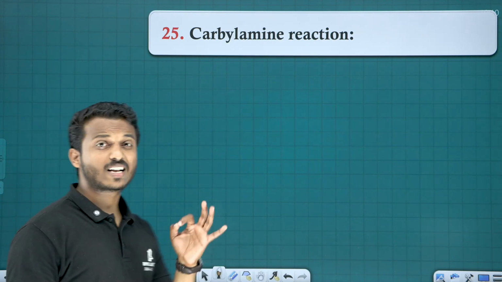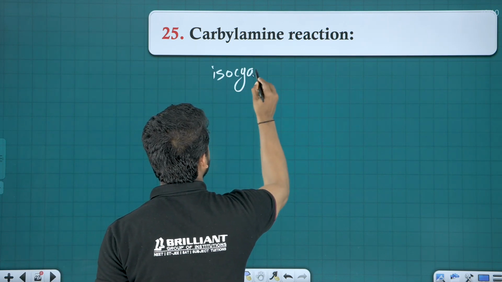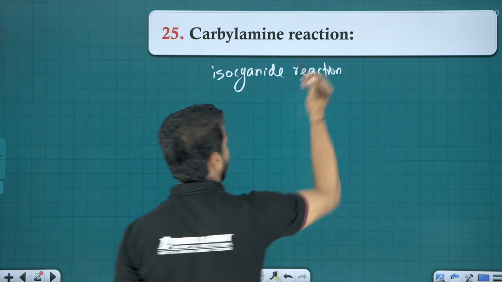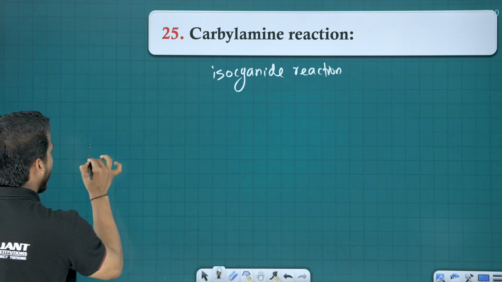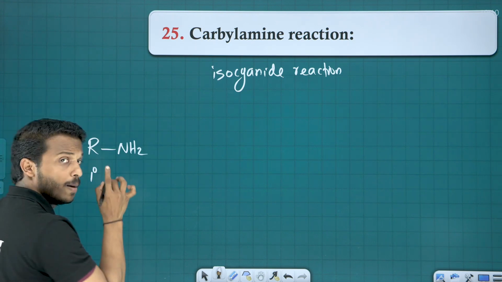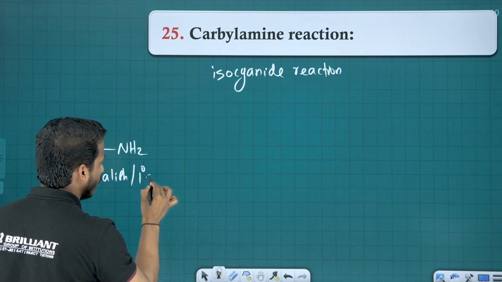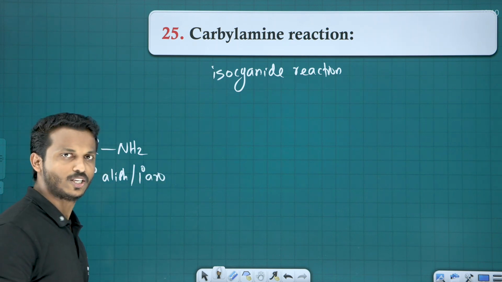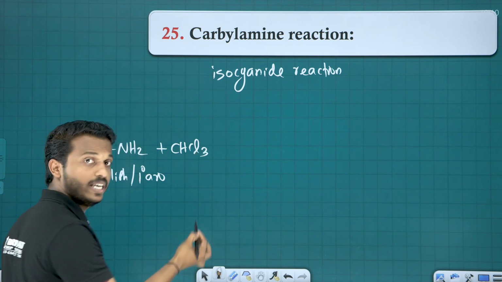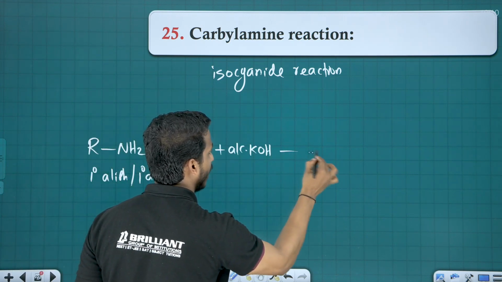Now, the carbylamine reaction is also known as the isocyanide reaction. Isocyanide test or isocyanide reaction. What is that? Take an amine, for example, RNH2. It is only possible with a primary amine, okay? Primary aliphatic or primary aromatic amine, we can use it. Which is treated with chloroform. What is chloroform? CHCl3 along with alcoholic KOH and heat.